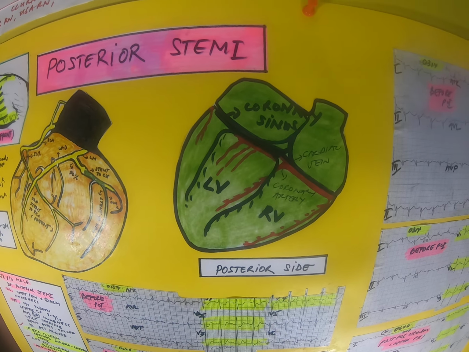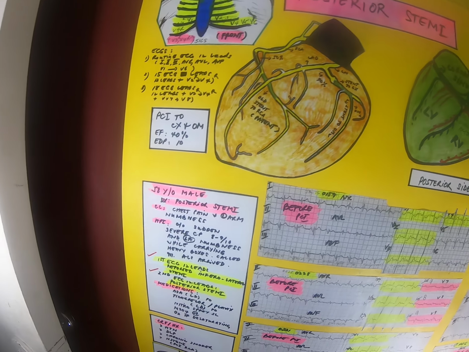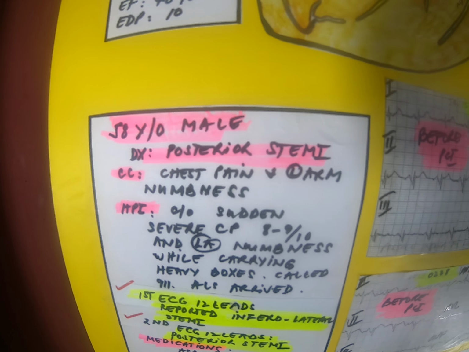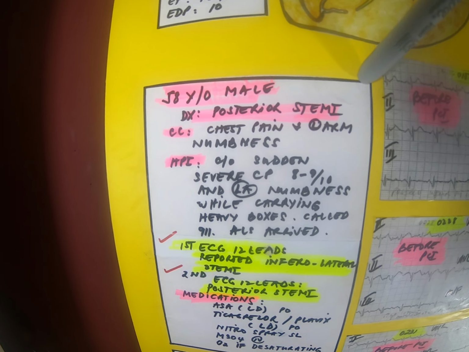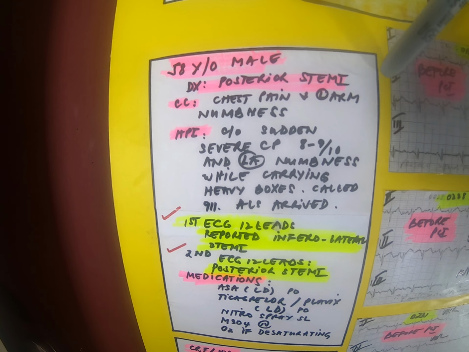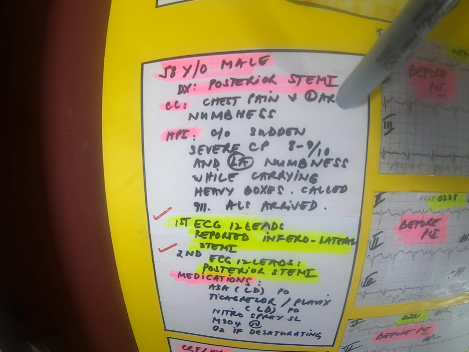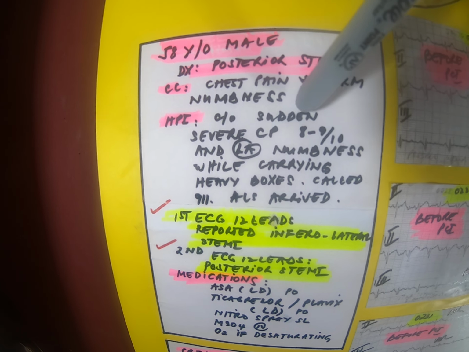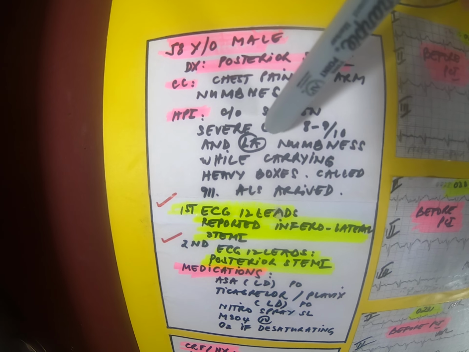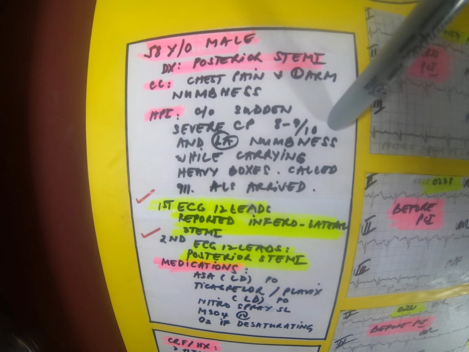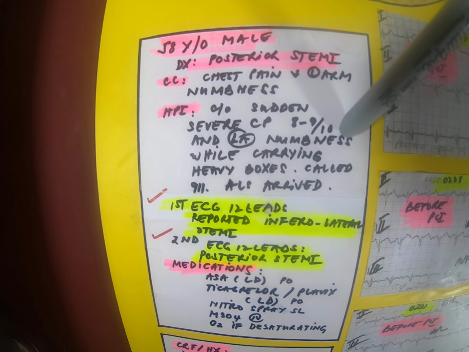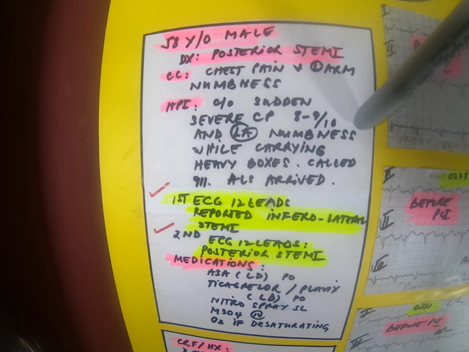Okay, so we have a case here of a 58-year-old male with a diagnosis of posterior STEMI. His chief complaints are chest pain and left arm numbness. He said there was a sudden severe chest pain felt, 8 to 9 out of 10, and left arm numbness. Okay, these are the presenting chief complaints while carrying heavy boxes.